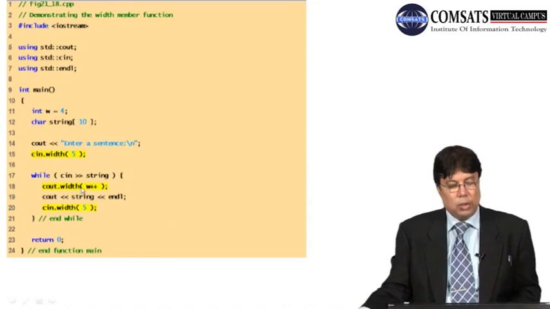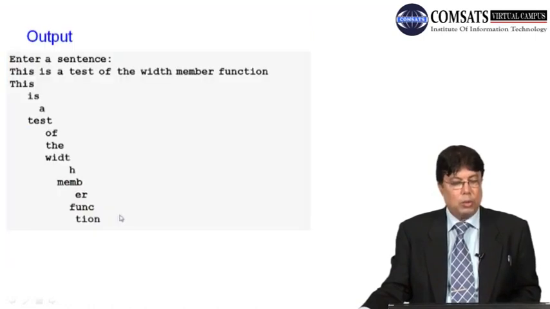So it will set the width up to 5. First of all it will use the value 4, and next it will be for 5. So cout string, next time it should be the 5, then cin width 5. So what output you will have? This is enter a sentence. This is a test of the width member function. So 1, 2, 3, 4, 5 is, this one is you are using it for a null character.